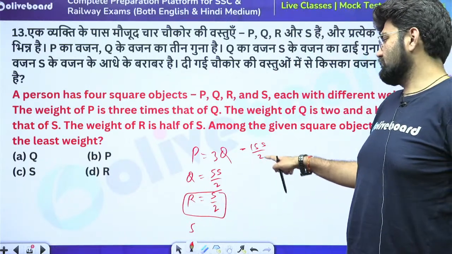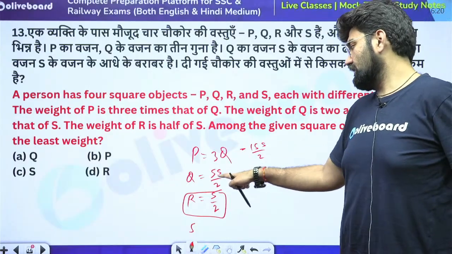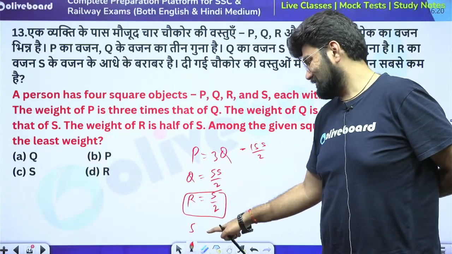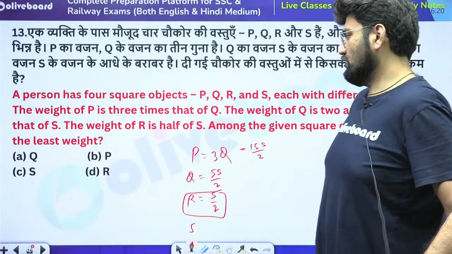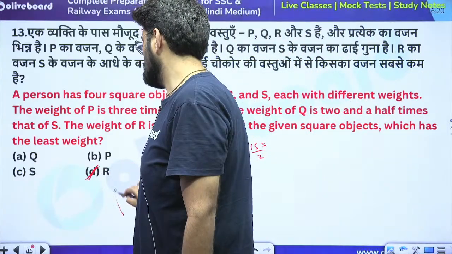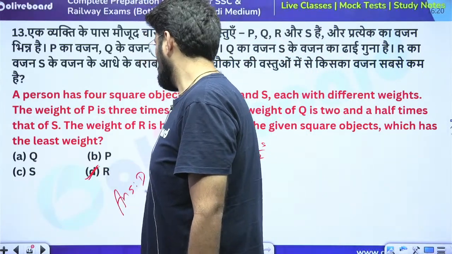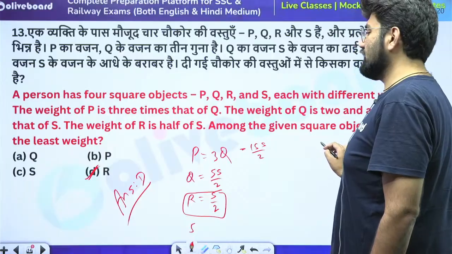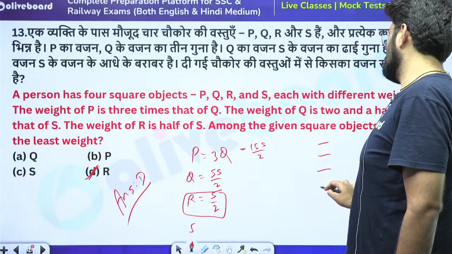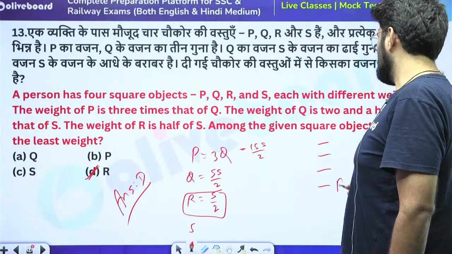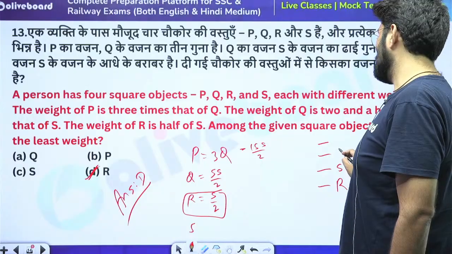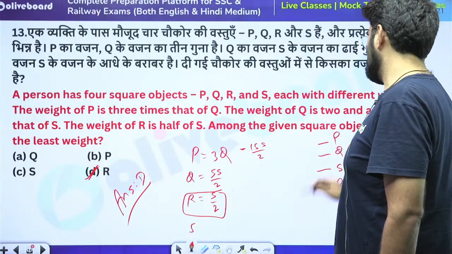So this is 15S by 2. This is 7.5 into S. 2.5 into S. This is S itself. This is 0.5 into S. So R is the least weight. Option D. Always arrange it like that. Just convert it into one variable and solve. So R will be the least weight, followed by S, followed by Q, and the heaviest is P.